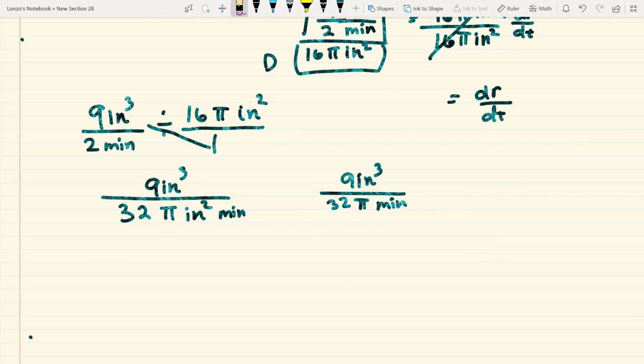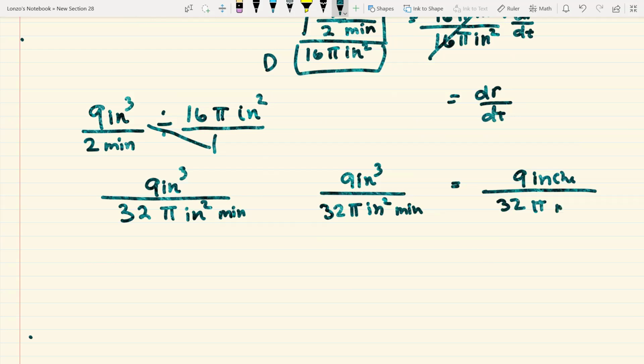So we have 32 pi inches squared per minute. Our unit is going to be 32 pi inches squared per minute, and then I guess the inches cubed goes away. So it's just 9 inch, and then you have 32 pi. You see the inch cubed over inch squared just cancels, becomes inch, and then you have minute. So that is your dr/dt.